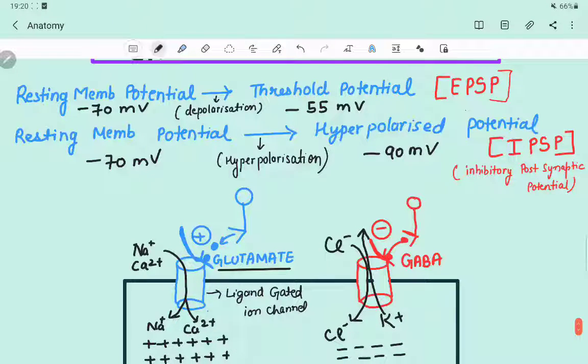And the other situation is that the resting membrane potential of minus 70 millivolts can go towards a more negative value, which is minus 90 millivolts, and this situation is called hyperpolarization. Since it has nothing to do with the excitation of the cell or the transferring of the action potential or depolarization, hence it is called inhibitory postsynaptic potential.